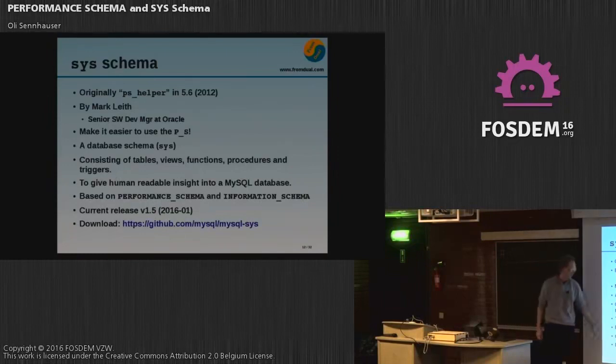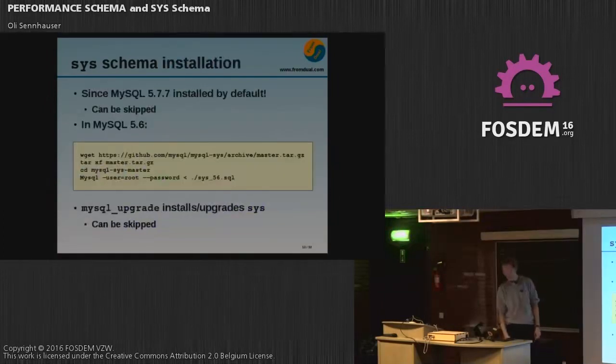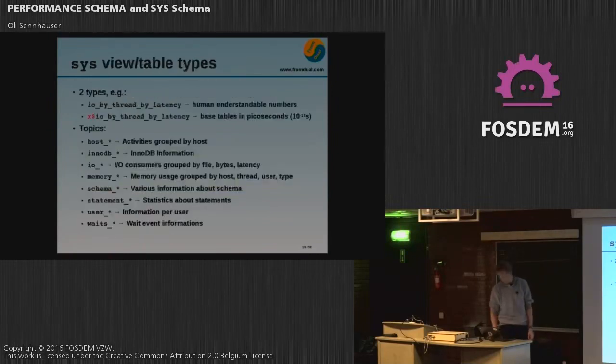The current release is 1.5. You can download it from this link and install it in the database. In MySQL 5.7, it's installed by default. If you have conflicts, you can skip it during installation. And in MySQL 5.6, you can install the sys schema as follows. If you upgrade from 5.6 to 5.7, mysql_upgrade will install the sys schema automatically, and if you get a new release of the sys schema, it will also upgrade automatically.